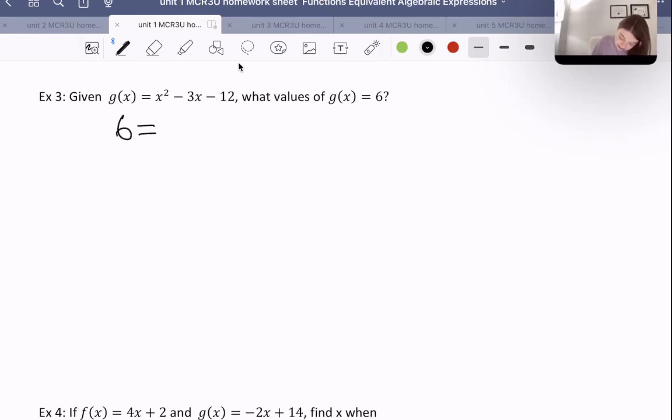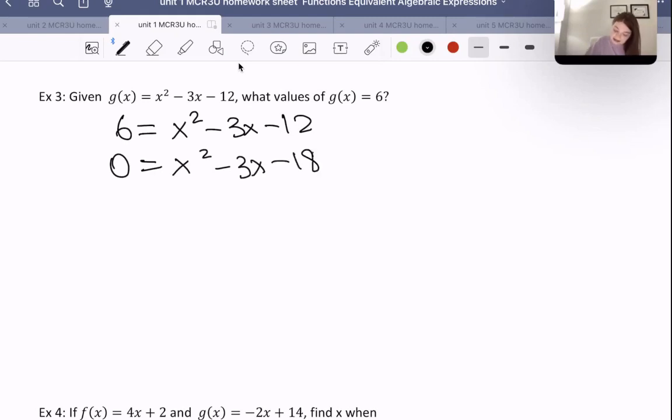Let's say 6 is equal to x squared minus 3x minus 12. Therefore, 0 is equal to x squared minus 3x minus 18. And what are two numbers that multiply to negative 18 and add up to negative 3? Well, 6 and 3, or some combination of, right? Negative 6 times 3, or negative 6 plus 3 will work.